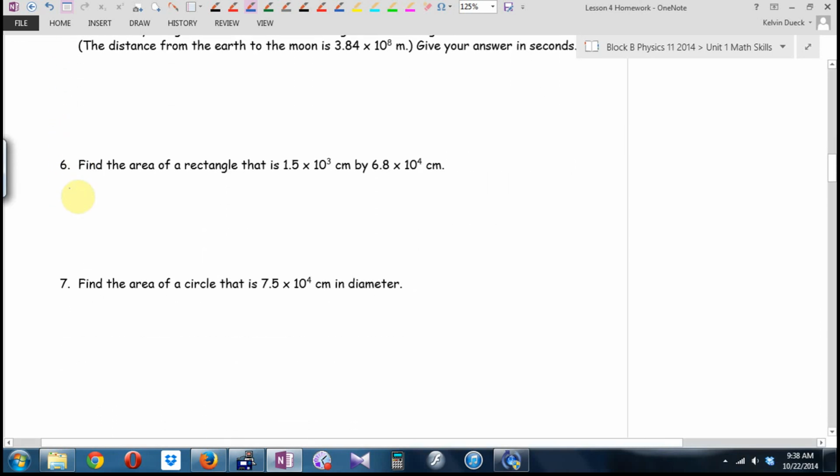What does number 6 want me to find? Area of a rectangle. I'm just going to make a little note here. The area of a rectangle is length times width. What I'm really asking you to do is multiply 2 scientific notation numbers together and get comfortable with your calculator. So I'm going to assign number 6, skipping number 7.